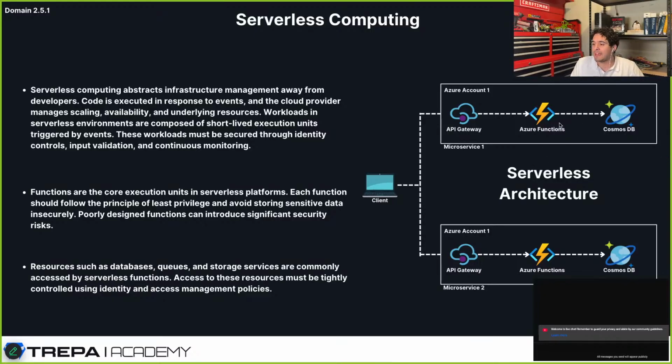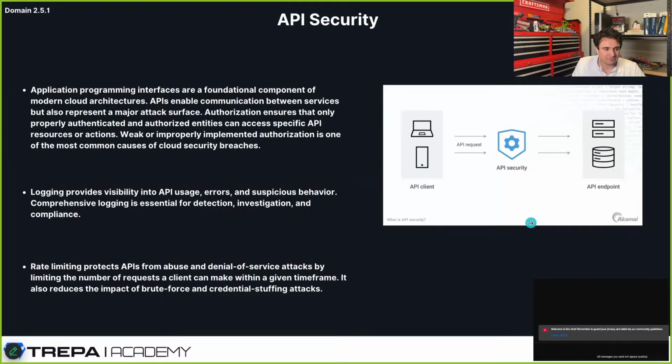The things that we still may have to manage in there are our databases, and these Azure Functions here, it's just for backend and API gateway. We still need to maybe put some rate limiting on here, some sort of security. Again, when you're interacting with the API, don't just expose the API key and your code on your public GitHub, things like that. Oh yeah, API security. Application programming interfaces are a foundational component of modern cloud architecture. APIs enable communication between services, but also represent a major attack surface, of course, because it might be public.